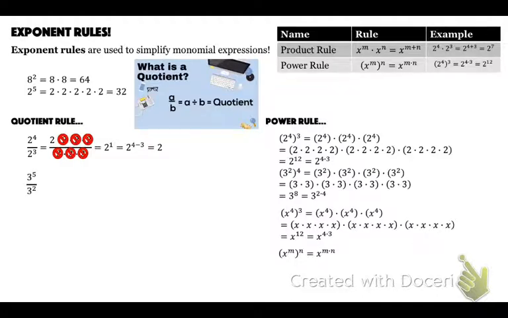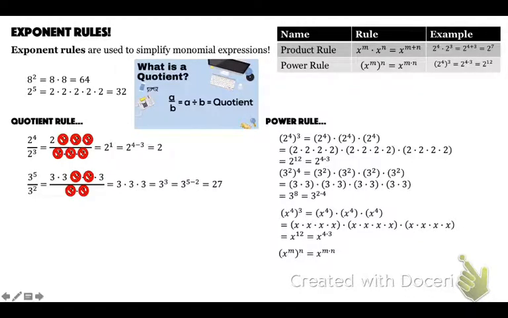Let's look at another. So 3 to the 5th over 3 squared. Well, we have 5 3s on top and 2 3s on bottom. Two of them are going to cancel out to equal 1. So then we're just left with 3 times 3 times 3, which is the same thing as 3 cubed. Which is also the same thing as 27. But we could bypass that middle stuff and just do 5 minus 2. And you get there quicker.